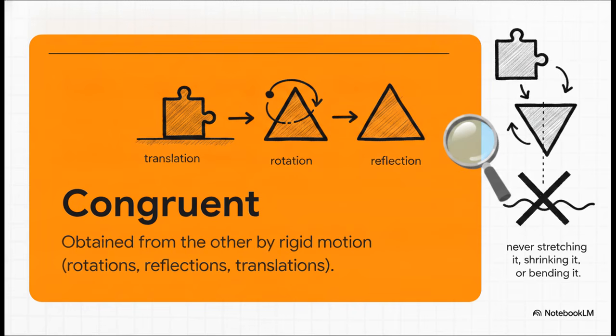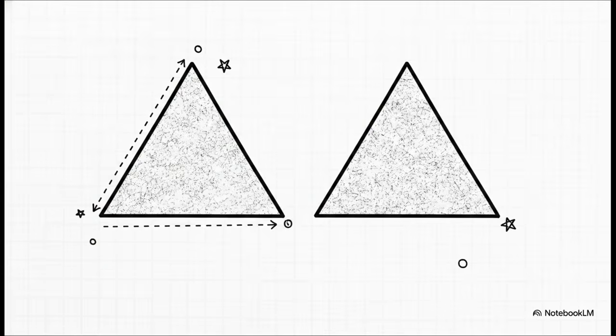The absolutely crucial part here is that no matter how you move it, you are never stretching it, shrinking it, or bending it. The size and the internal angles remain completely locked and totally unchanged. Now here's the kicker. Congruence requires what we call explicit correspondence. You can't just eyeball two triangles and say, yeah, they look about the same. You actually have to prove that they match up perfectly.